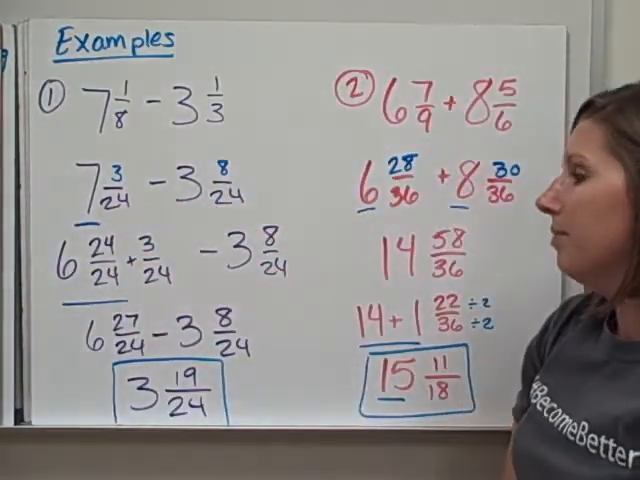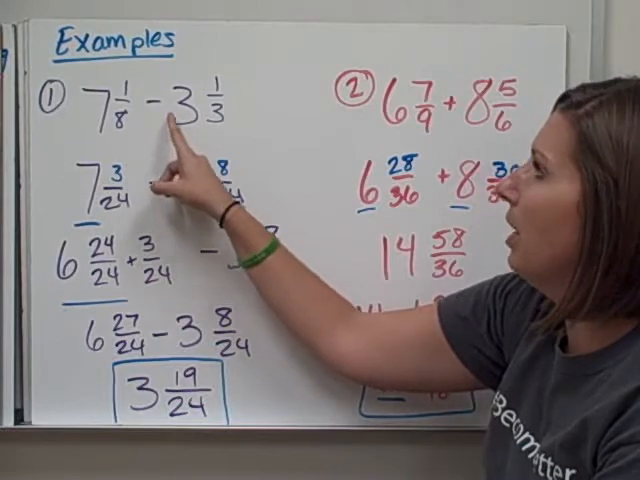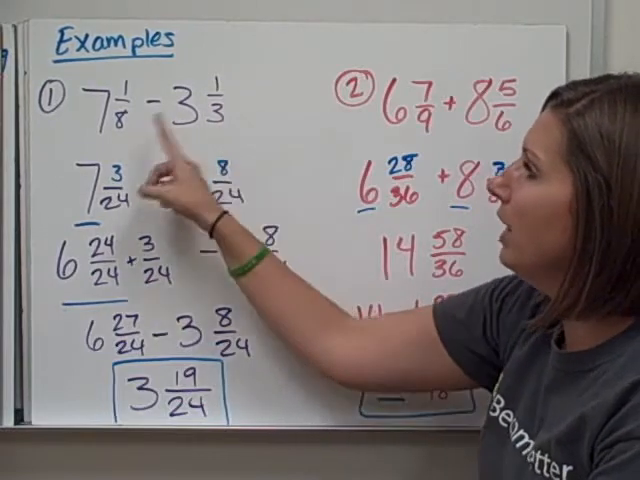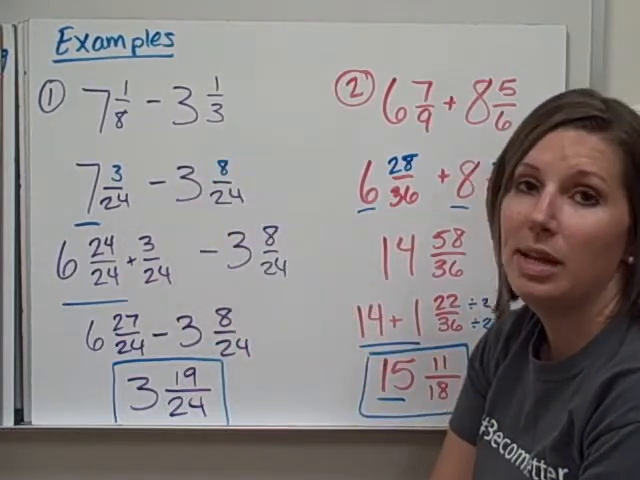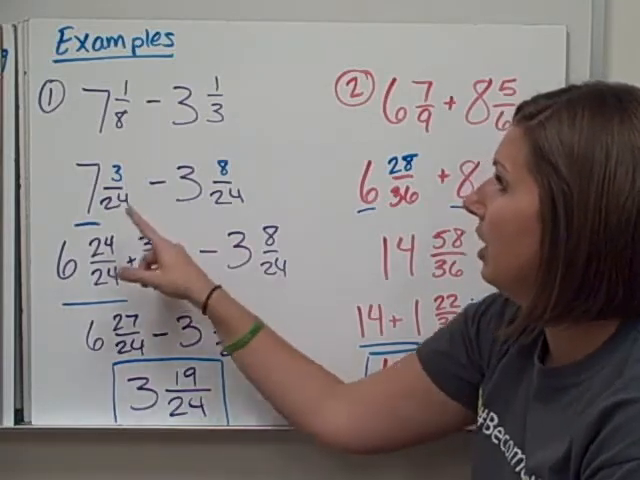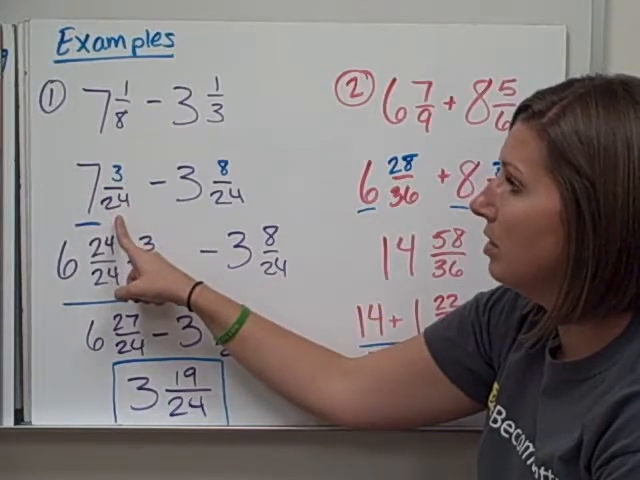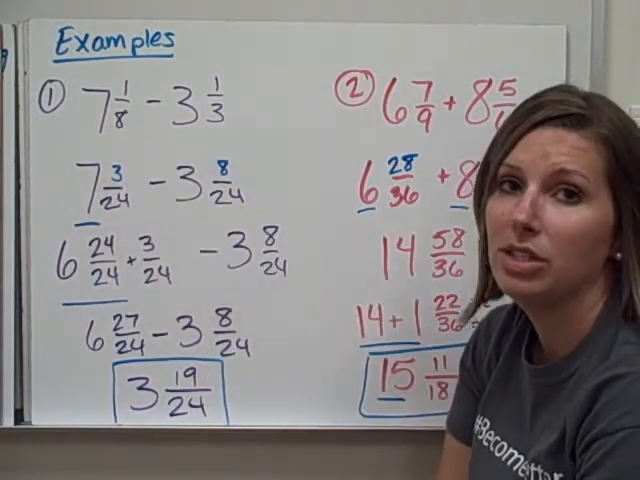Some more examples. 7 1/8, take away 3 1/3. Well, looking at it, I do not have the same denominator. I need to have a common denominator. So I'm going to change it. 7 and 3/24 is what I would change this fraction to.